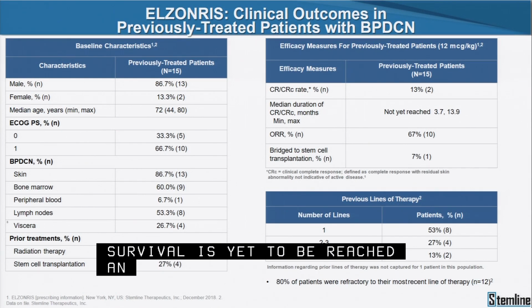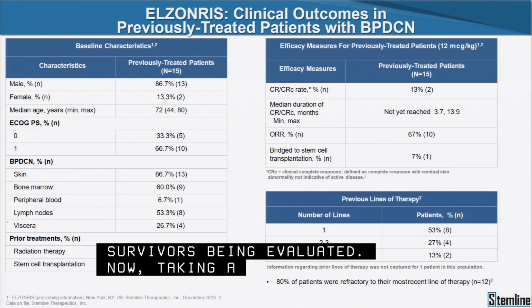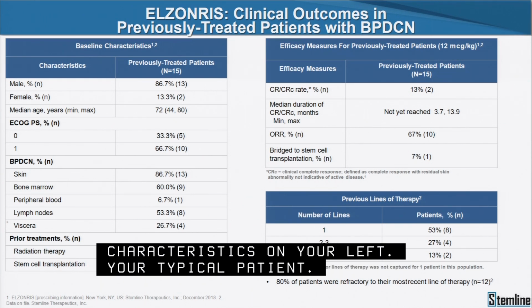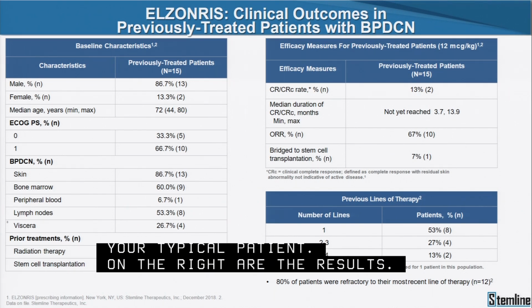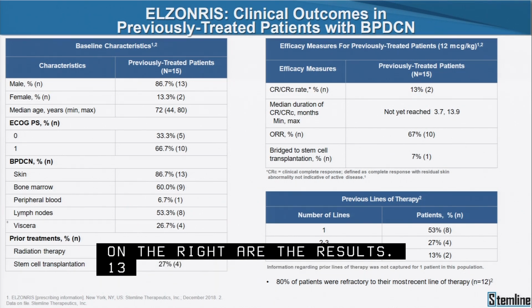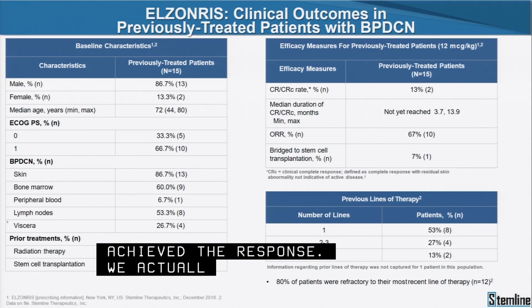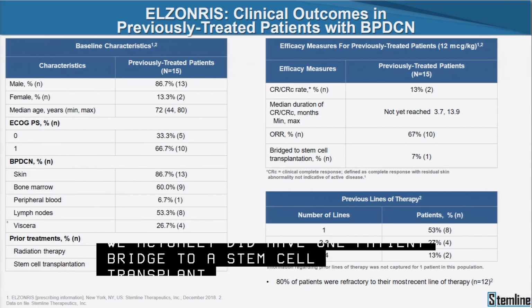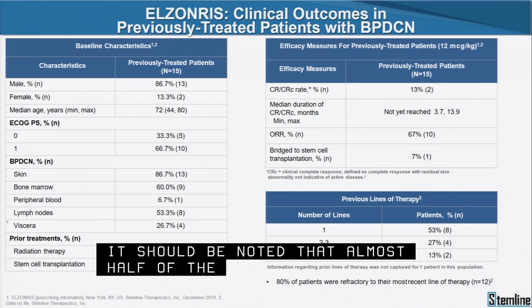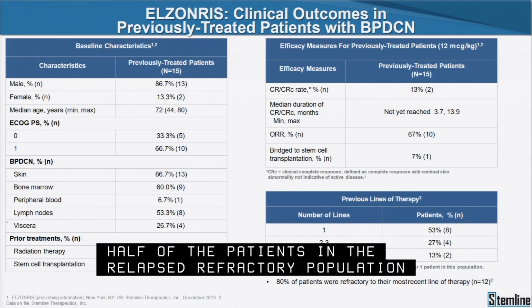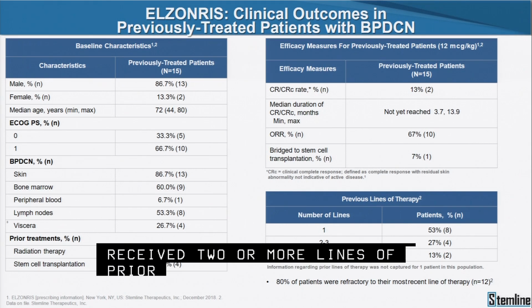Now taking a look at the relapsed refractory population, you have your baseline characteristics on your left, which again fits your typical BPDCN patient. On the right are the results. 13% of patients achieved a complete response. The median duration of that complete response is yet to be met. 67% overall response rate, and we actually did have one patient bridged to a stem cell transplant. It should be noted that almost half of the patients in the relapsed refractory population received 2 or more lines of prior chemotherapy, and roughly 80% of the patients were refractory to their most recent line of therapy.